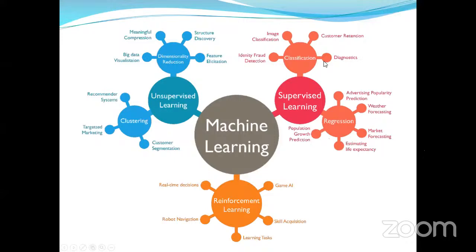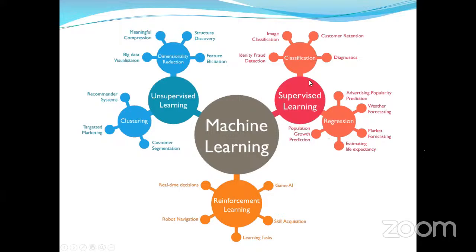So coming to the technology aspects, we have machine learning. We have three different learning methods in machine learning. One is unsupervised learning, the other is supervised learning, the last is reinforcement learning. In unsupervised learning, there are clustering and dimensionality reduction. Dimensionality reduction is used in big data visualization, compression, feature elicitation, and structure discovery. Clustering is about customer segmentation. Even in images, clustering algorithms are applied.